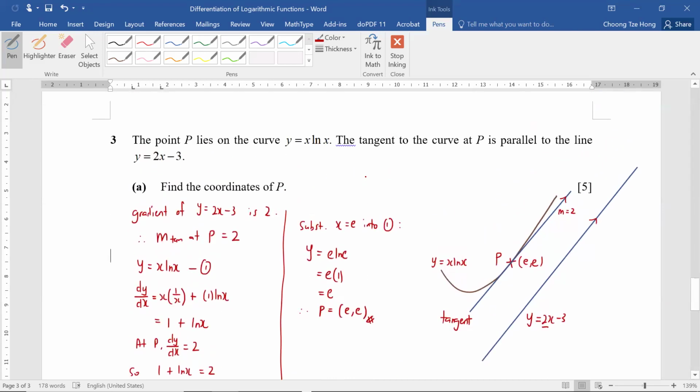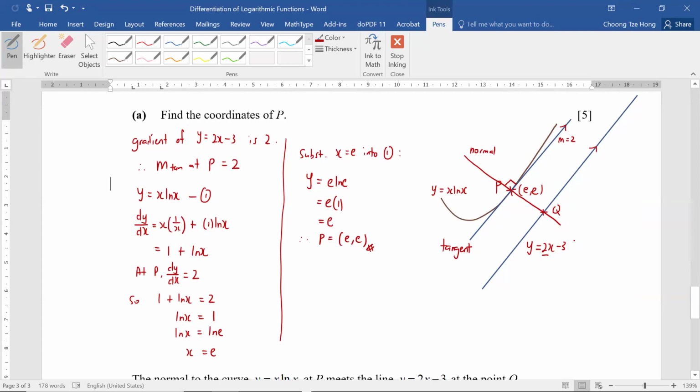Okay, so where is the normal? The normal is always 90 degrees to the tangent. So if I were to draw the normal, it's going to look something like this, right? So this one is the normal, 90 degrees perpendicular to the tangent, and they say that it meets the line y equals 2x minus 3 at this point Q. So they want us to find the coordinates of point Q.